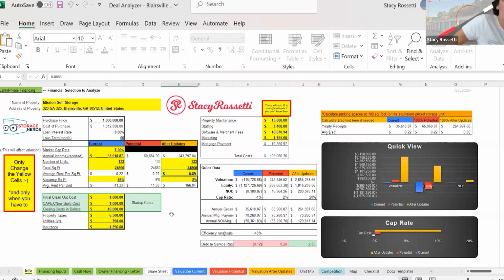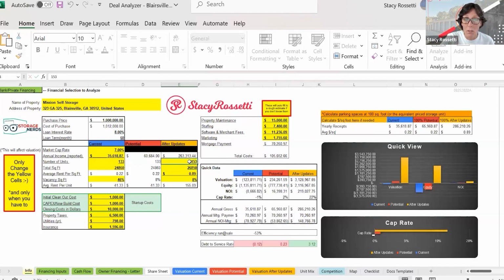But if you think you can add on, like if you can add more units, like, yeah, I can add 10 more units or 20 more units, you can always come into this and say, okay, I'm going to add 20 more units. So I'm going to say 153 and they're 10 by 10. So I'm going to add another 2,000 square feet. So it's really going to be 26,860 or whatever it was. Right. So you can add that.